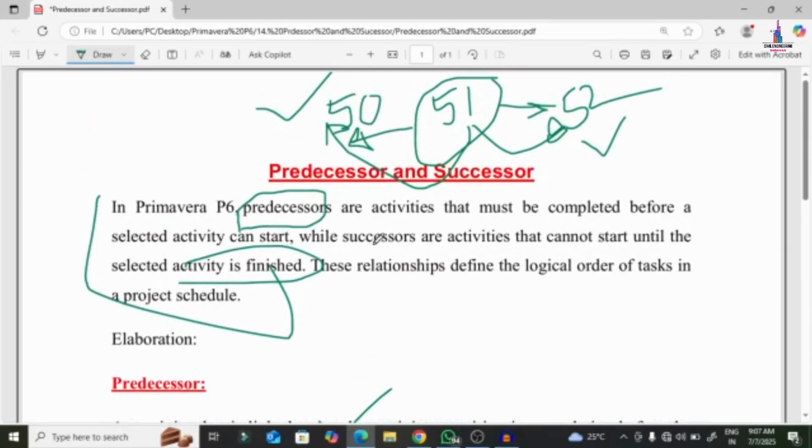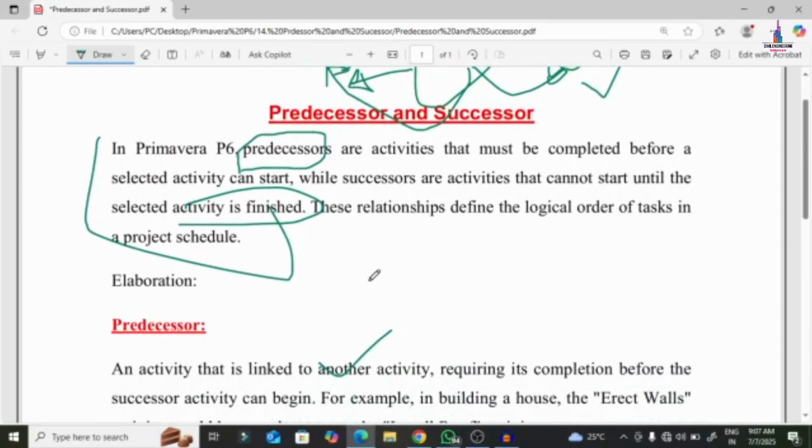So this is the basic concept related to predecessor as well as successor. In the next coming videos, in the relations, I will explain how to give the relations between activities and how to give the predecessor as well as the successor by using Primavera P6 software.